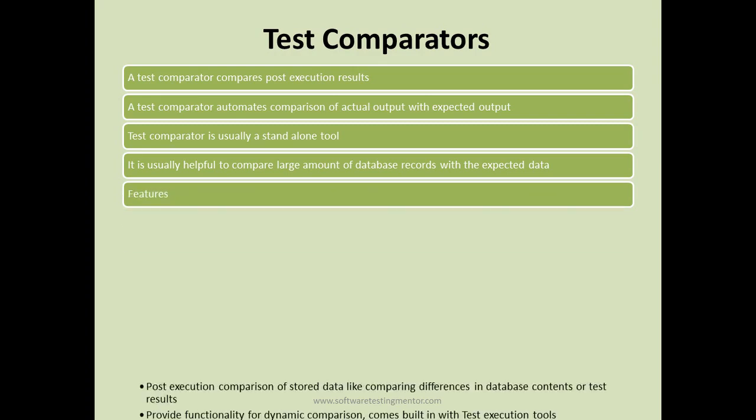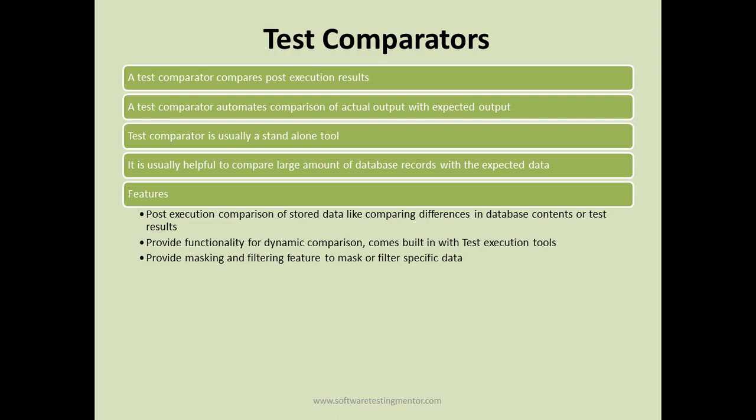What are the features of test comparators? It helps in post-execution comparison of stored data, like comparing differences in database contents or test results. So it's very helpful in comparing the differences in database contents. Then it provides functionality for dynamic comparison, which comes built in with test execution tools. For example, if you're using a test automation tool, it dynamically compares the objects present on a page or the text present on the page while the test is being executed. So that dynamic comparison feature is already included in test execution tools.